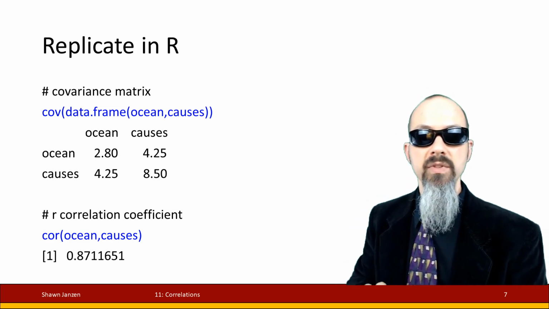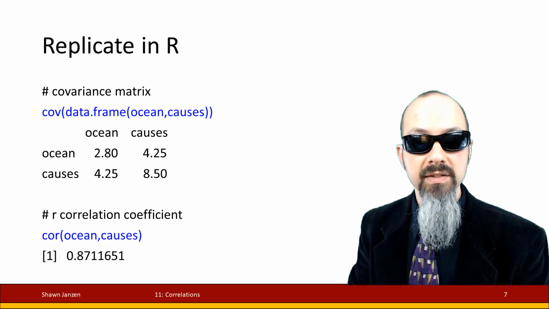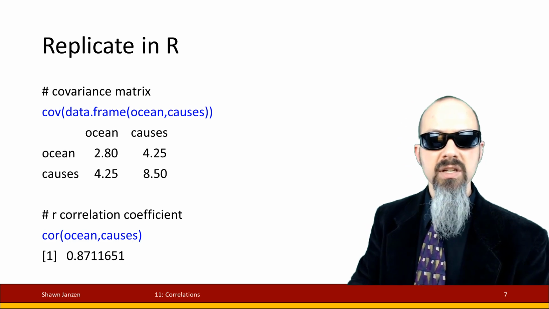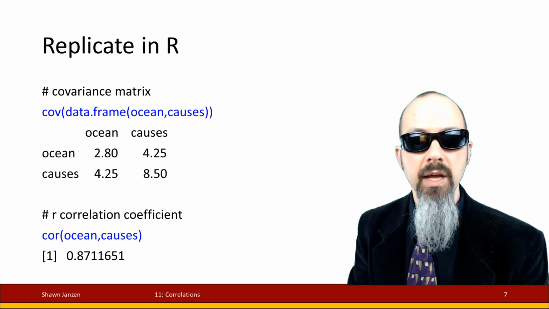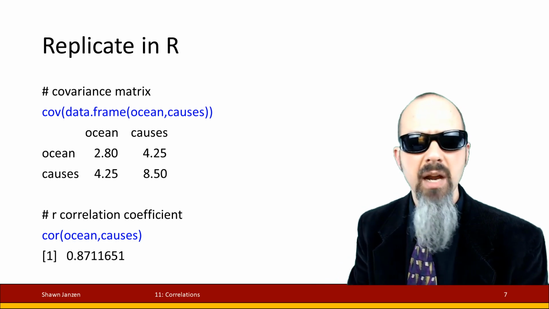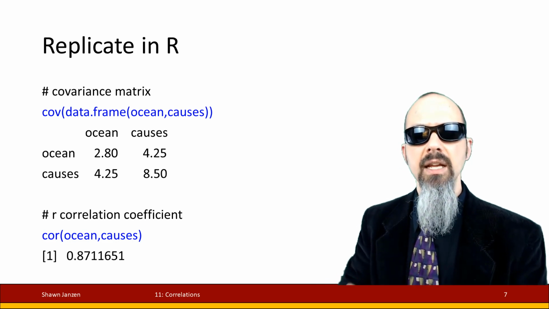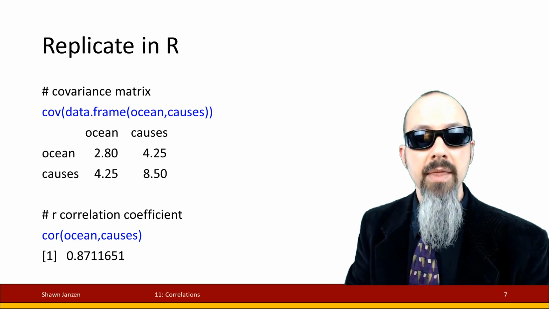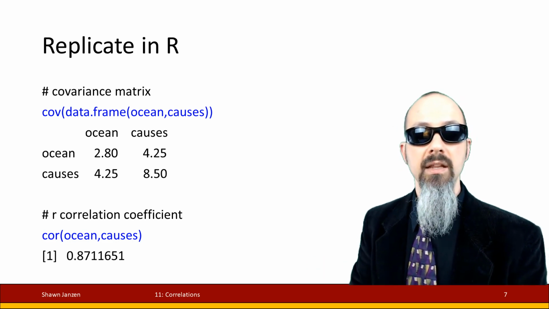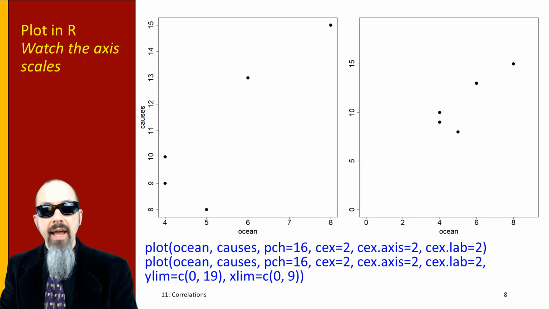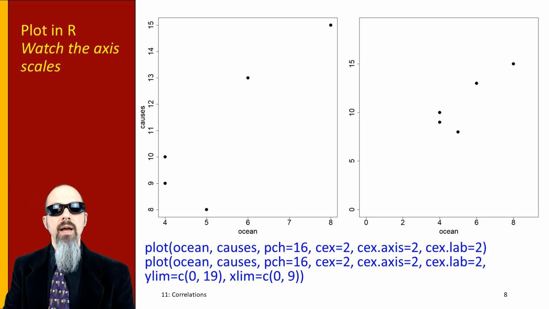Now we can go from COV to do the covariance to COR to get the correlation. And correlation doesn't care if it's in a data frame setup or not, so I'm just doing COR on ocean comma causes. It doesn't matter which one comes first or second, and it gives me the correlation 0.87 rounded, and that matches up with what we had in the previous video. Yay us!